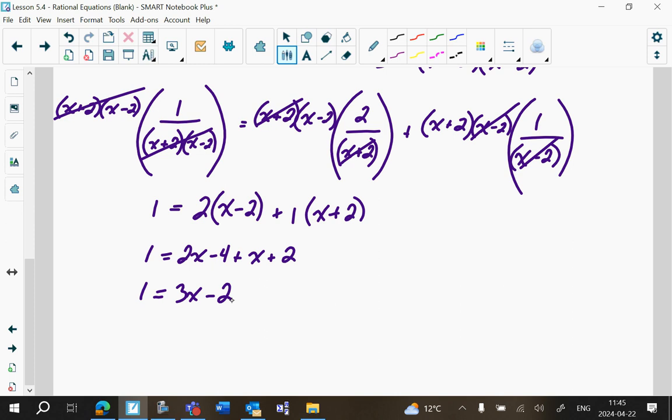Well, I've already got 1x by itself on the left-hand side, so I'm just going to move this over here. So that becomes 3 is equal to 3x. Divide both sides by 3, and x is equal to 1. Good? Yeah, it's good. It's not one of the restrictions. Okay.